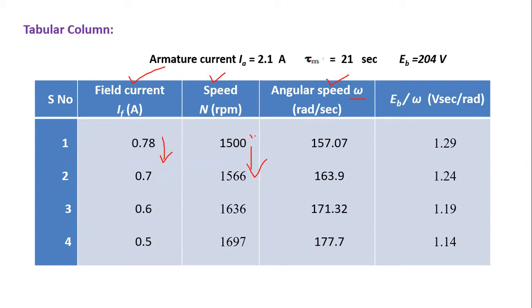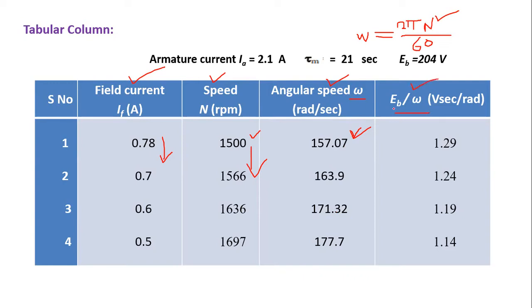Already the speed is there. By substituting in 2 pi N by 60, we can convert this speed into the angular velocity in radians per second. That is omega equals 2 pi N by 60, where N is the speed. By simply substituting the speed, we can convert it into the angular velocity. Once we convert it into the angular speed, then we need to identify EB by omega.